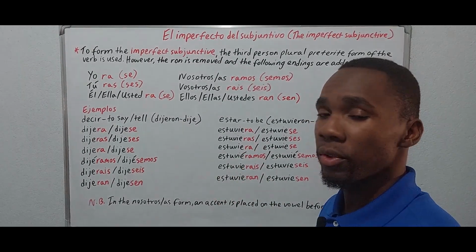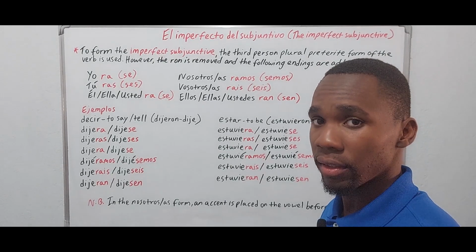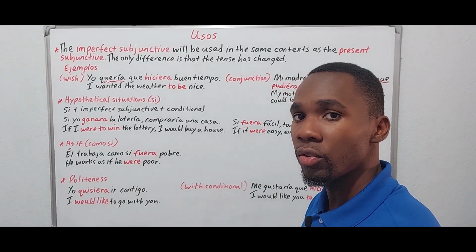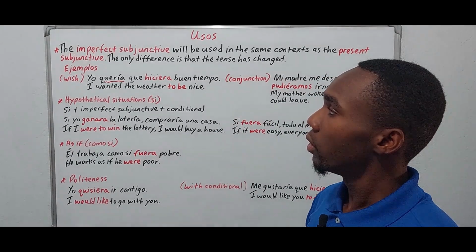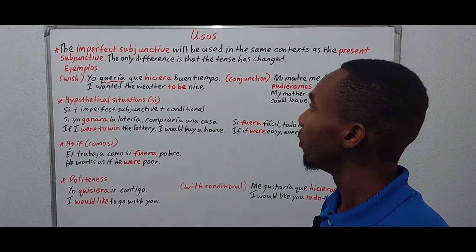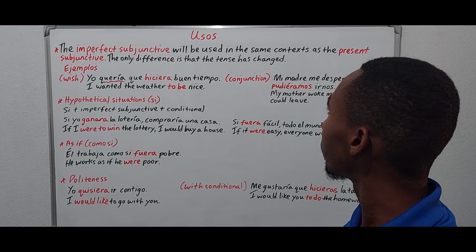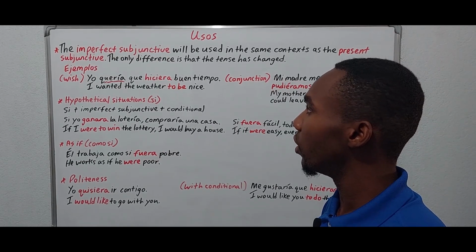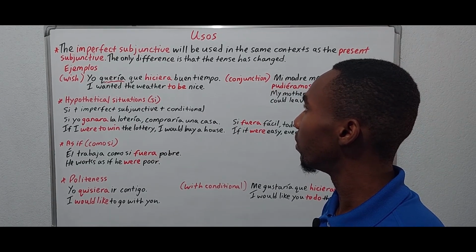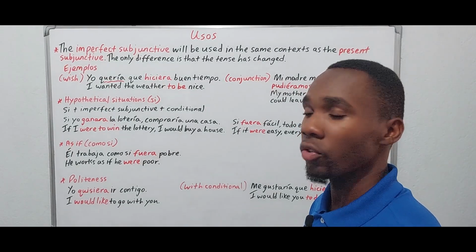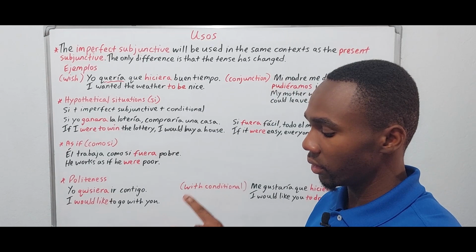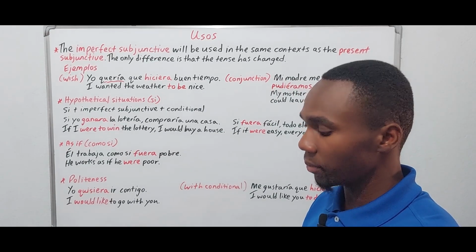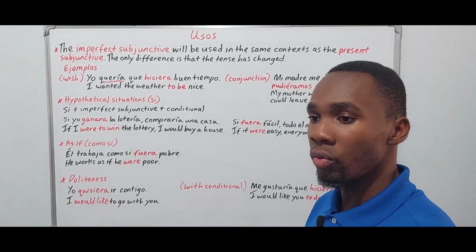So now we are going to proceed to the context, los usos. The imperfect subjunctive will be used in the same context as the present subjunctive. The only difference is that the tense has changed. So it's the same context. So wishes, desires, impersonal expressions, negation, doubt, what have you, right?